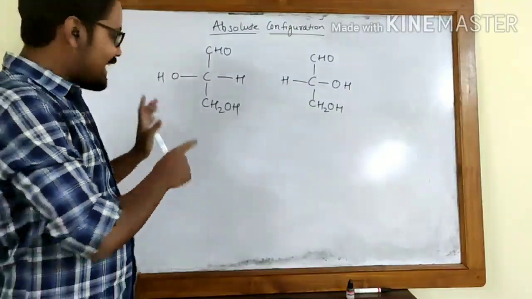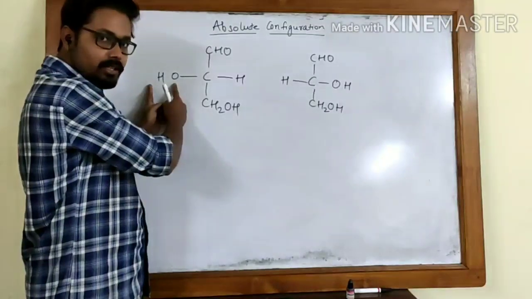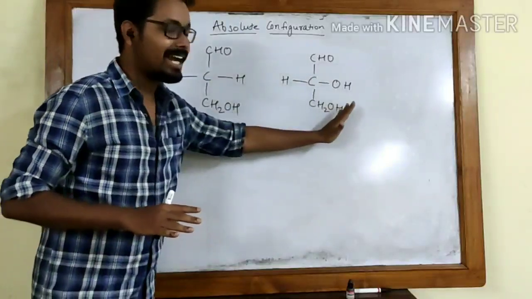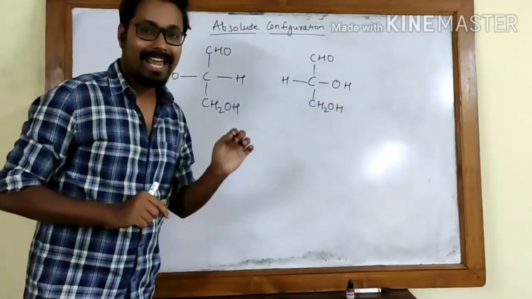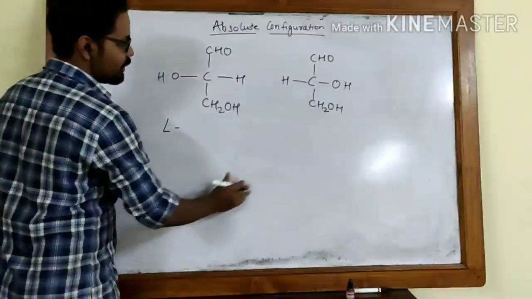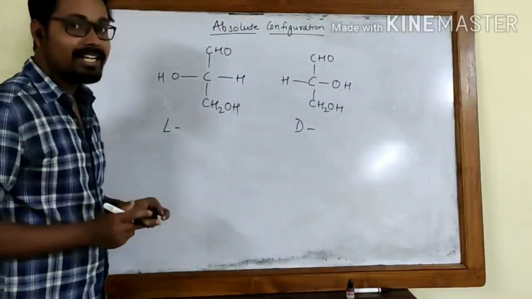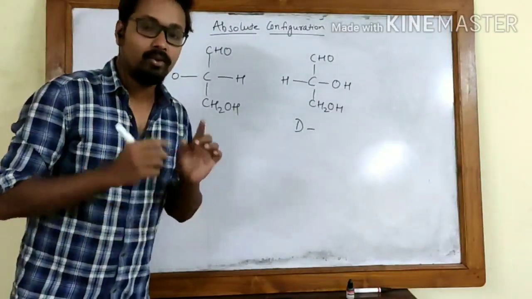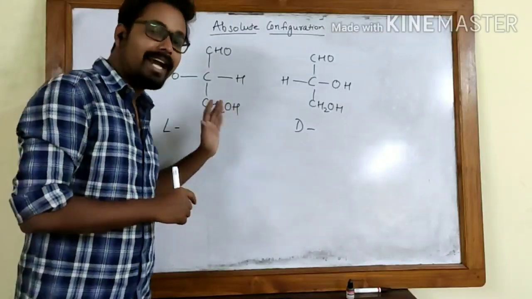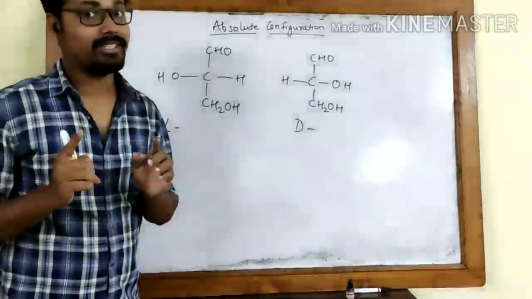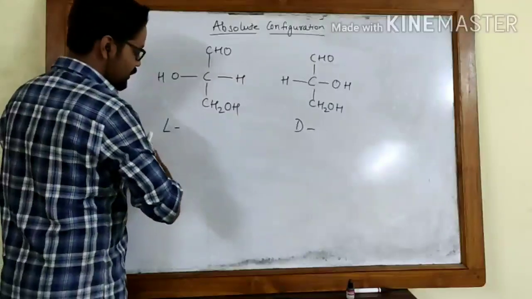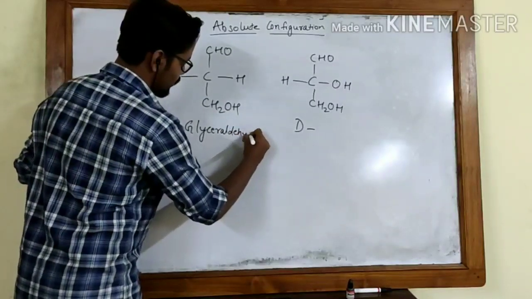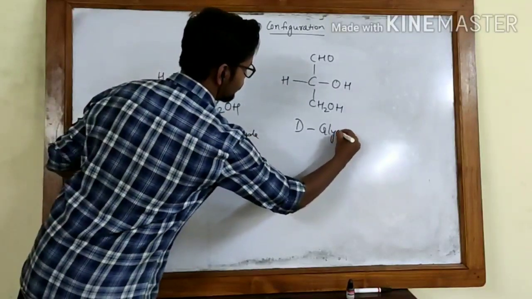So how to name them? If the hydroxide group is towards the left, it is called the L isomer, and if it is towards the right, it is called the D isomer. L and D: this is the L isomer and this is the D isomer, capital L and capital D. Don't confuse these two with levorotatory and dextrorotatory. Those were optical properties. So that small l and this capital L are not the same. This is the L isomer, so this will be L-glyceraldehyde, and this is D-glyceraldehyde.